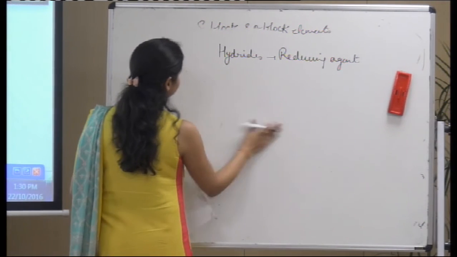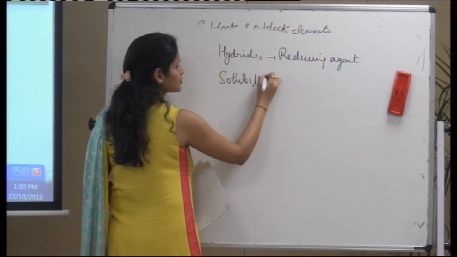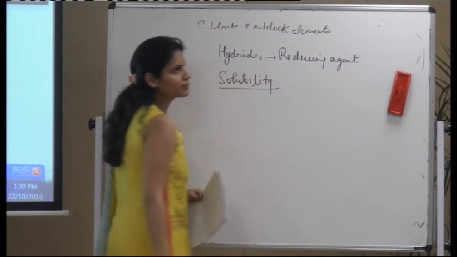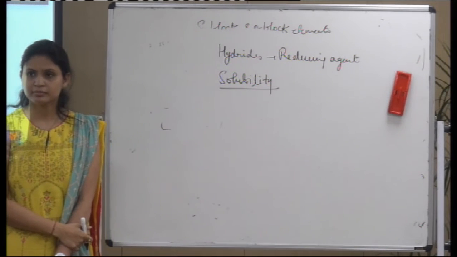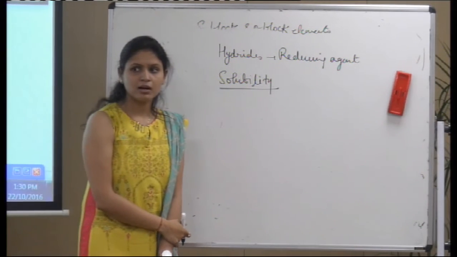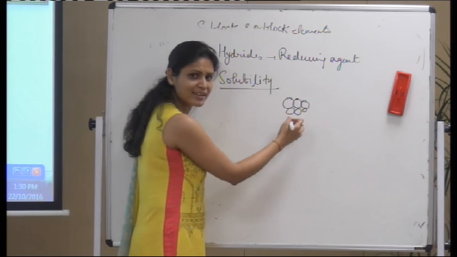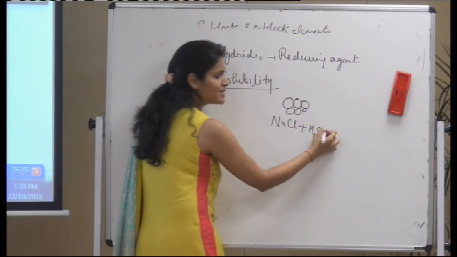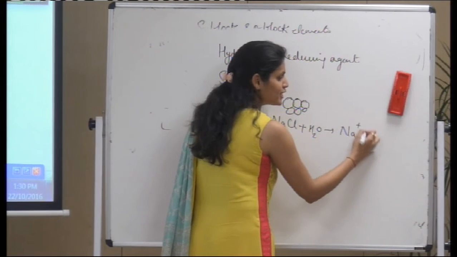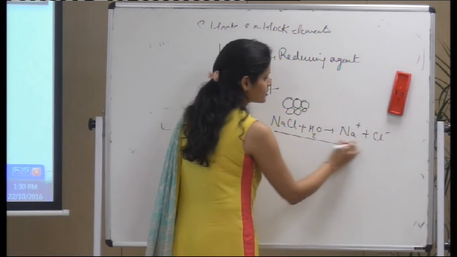Next is, if I'm talking about the solubility. So how does solubility vary down the group? Solubility means a compound should dissociate into its constituent ions. If I am saying NaCl is getting dissolved in water, that means NaCl is dissociating into Na plus and Cl minus ions, right? So how does it work?